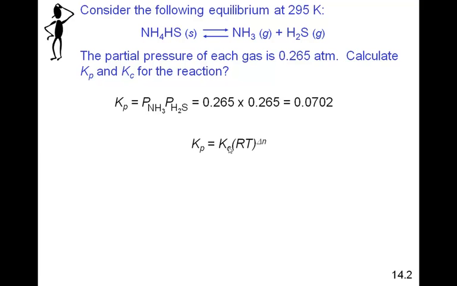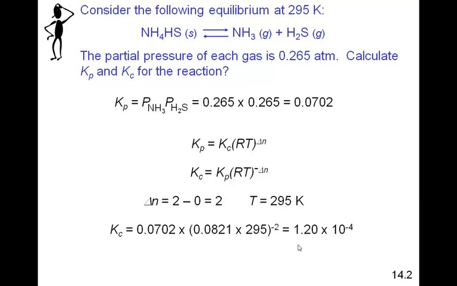Now let's find the Kc. Remember, the Kp is equal to the Kc times RT raised to the delta n power. We rearrange the equation in terms of Kc. We plug in the fact that delta n is equal to 2 moles of gas on this side minus 0 moles of gas on this side, which is 2. And T is equal to 295 Kelvin. We plug in the numbers, and of course this is raised to the negative delta n power, and it comes to 1.20 times 10 to the negative 4th, which again tells us this is a value that's much less than 1, so it tells us that there's not a lot of these two, and mostly this solid is left in the container.